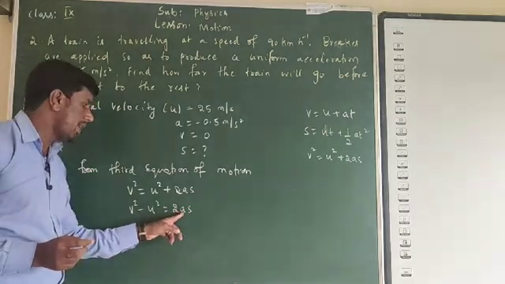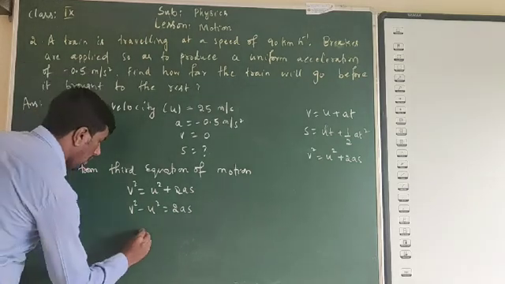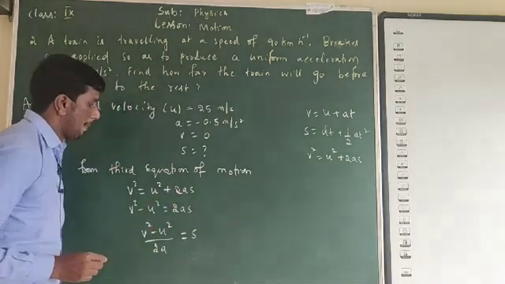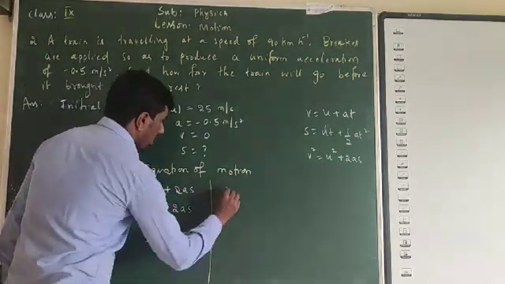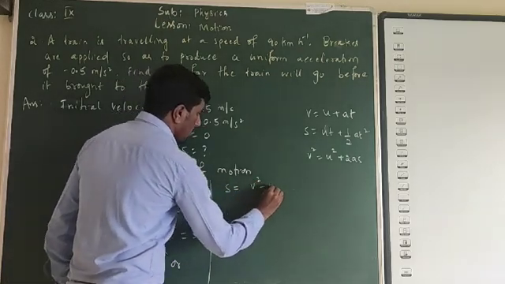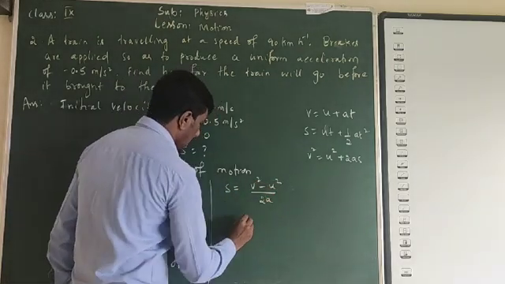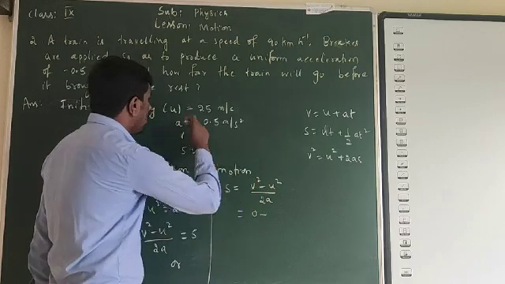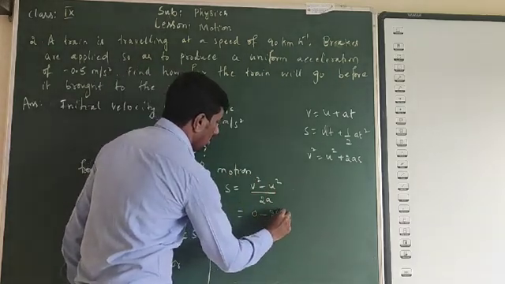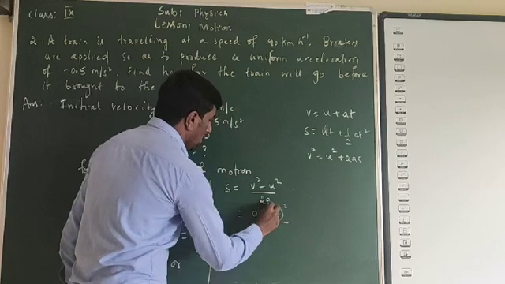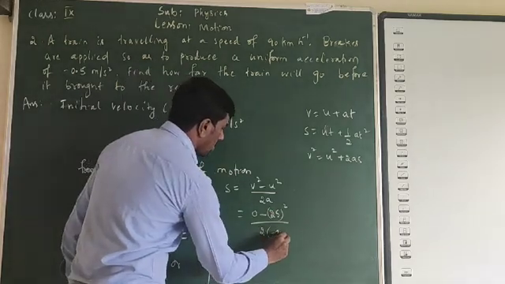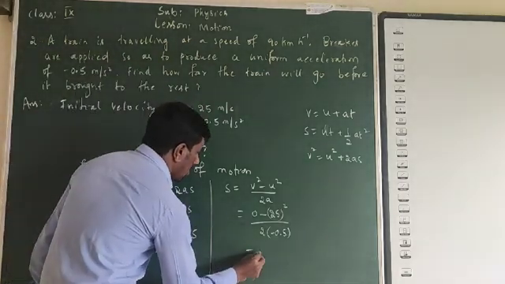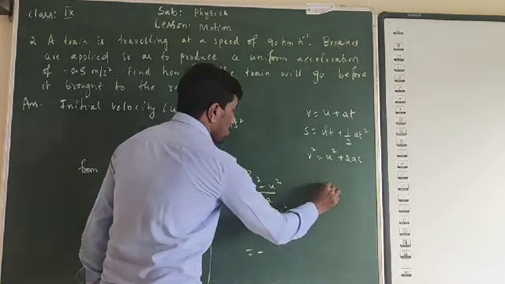What will happen? 2 is multiplied, so if I send it to the other side, it will get divided, right? So (v² − u²) divided by 2a is equal to s, or s = (v² − u²)/2a. Then we substitute the v value, which is 0, minus the u value 25 squared, divided by 2 times the a value, which is −0.5.